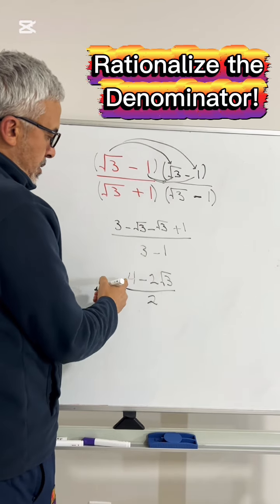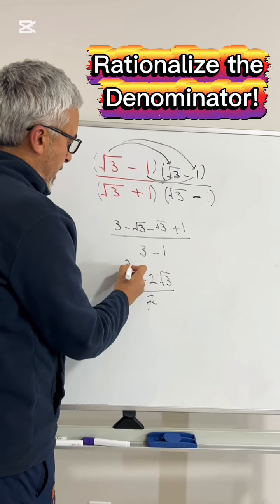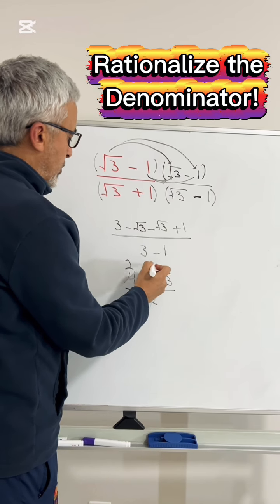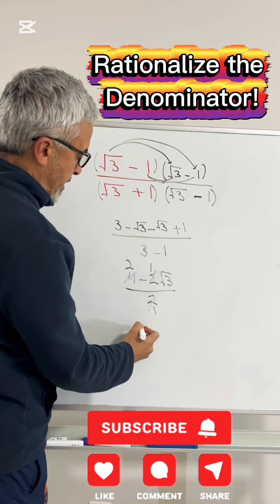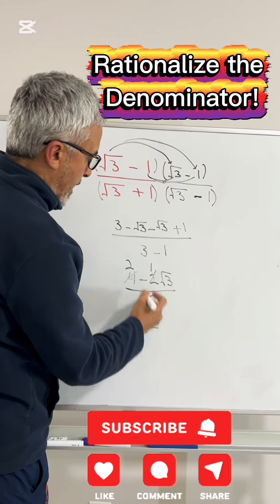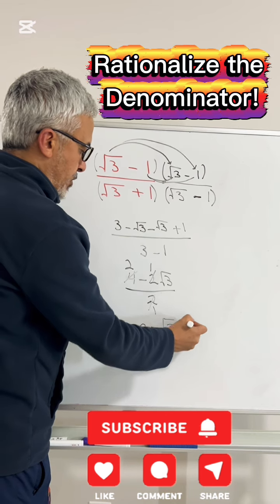Now, you could reduce this 2 with this 4, and you're going to get 2 here. And you'd reduce it with this 2, and you're going to get 1 there and 1 there. So the final answer is going to be 2 minus 1 root 3, or just root 3. And that's your final answer.